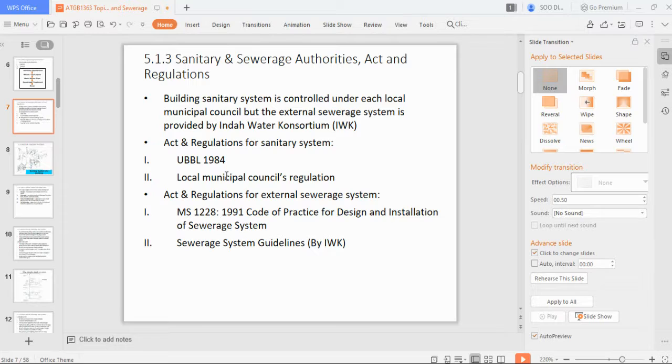Local municipal council regulations differ from place to place. But this act, UBBL 1984, is universal in Malaysia. Everyone will have to follow it. And then also IWK design. This design will be mostly on the sewage treatment plant, the process of the treatment.